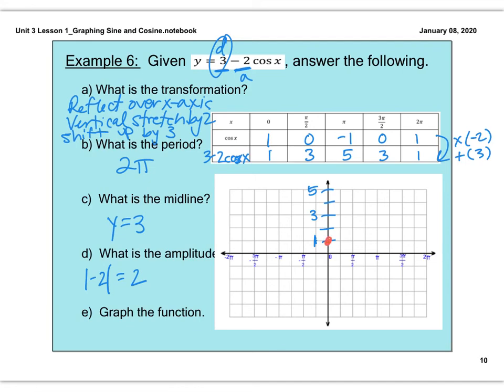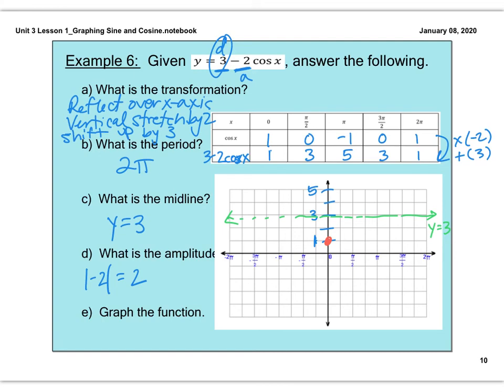The other thing I can do, just for good measure, is I can draw in my midline. So my midline is going to go at y equals 3. Half of my function should be above that, and half should be below. Okay, so first coordinate, x was 0, or radians were 0, and the value was 1.